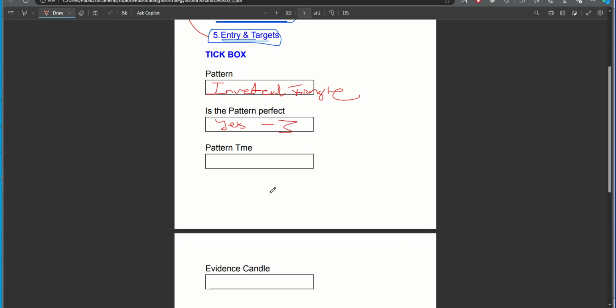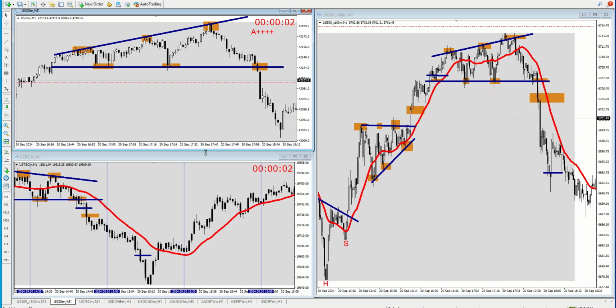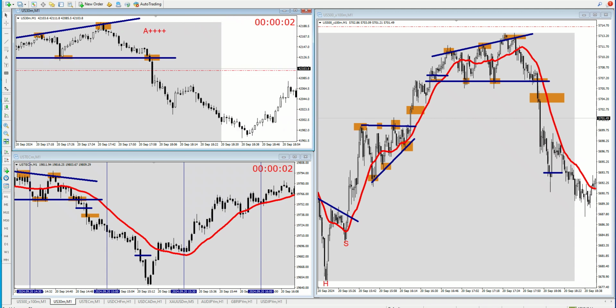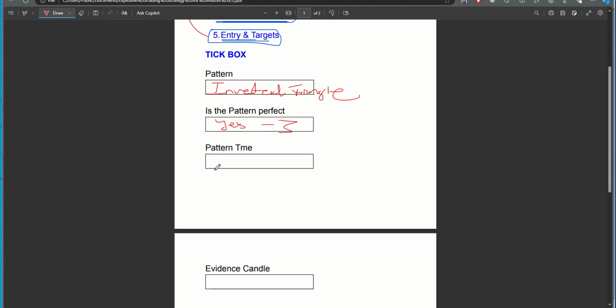And how long did it take to form the pattern? 77 minutes, over an hour. You know what this means? You can target in 1 hour, which is basically above 1 hour. So you can target 100, or you can just take an expansion.